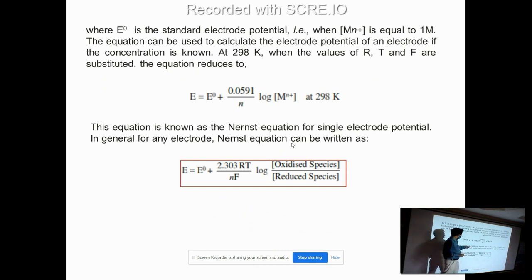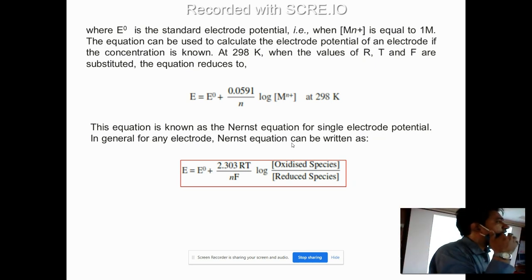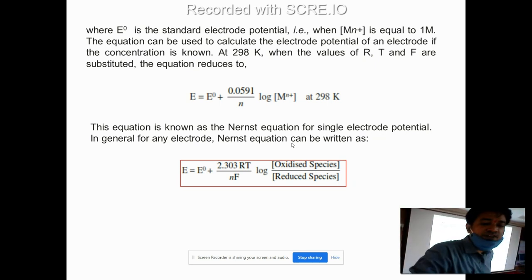It's just expressions where I can substitute log values or substitute R and T values. If I substitute the R value, the universal gas constant, and the temperature value, I'll get this expression. Standard 298, 25 degrees centigrade, 298. If I substitute the R value in this, I'll get this expression. So more frequently we use either this expression or this expression, which are called the Nernst equation.